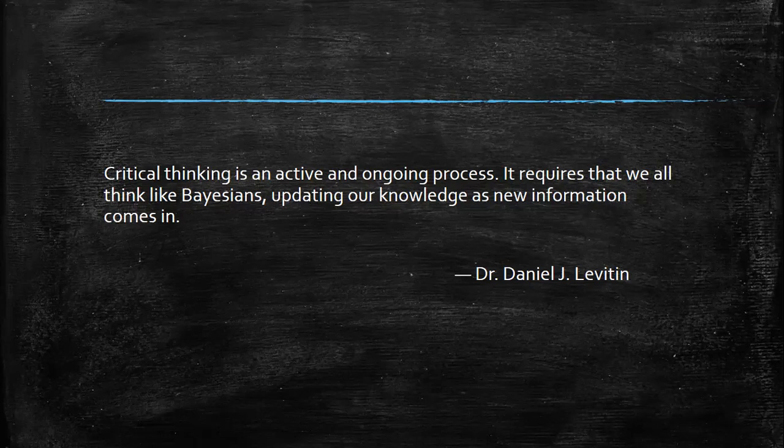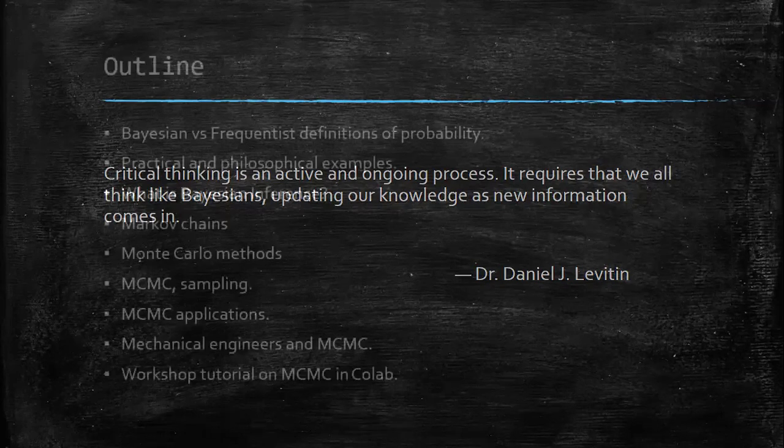So he says critical thinking is an active and ongoing process. It requires that we all think like Bayesians, updating our knowledge as new information comes in. So this can be thought of as a philosophical interpretation of the Bayes rule, but I thought that was really interesting. So let's see more into how this plays out mathematically.